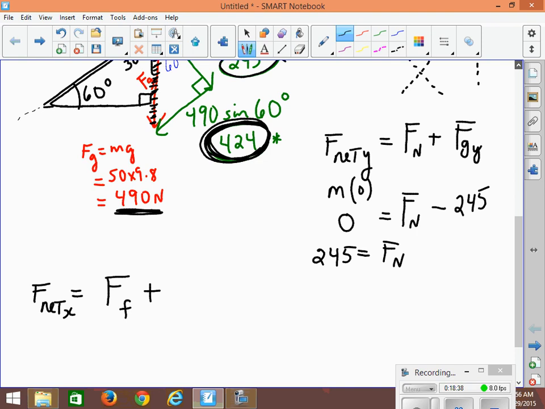424 newtons. But I'm not going to put that in yet. I'm going to give it a name. I'm going to call it FGX. So it's the x component of gravity.